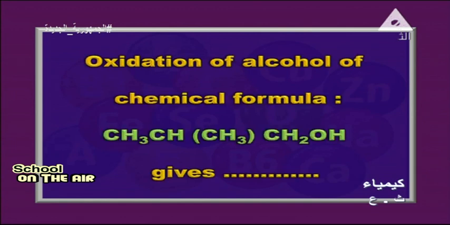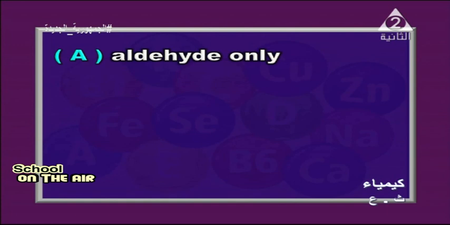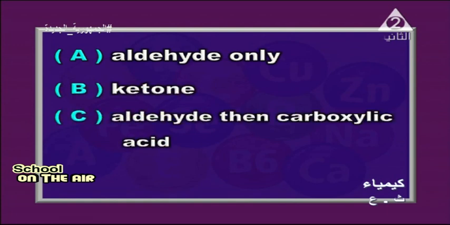Next one. Oxidation of alcohol of chemical formula CH3CH2CH2OH gives what? We know that the oxidation of alcohol depends on the type of the alcohol. So primary alcohol gives aldehyde, then acid. Secondary alcohol gives ketone, and tertiary alcohol is not oxidized. So if you look at the choices A, B, C, D, we have to choose choice C for primary alcohol.